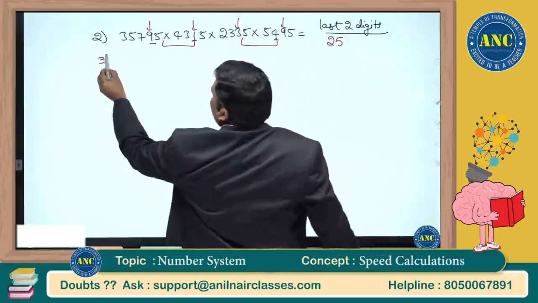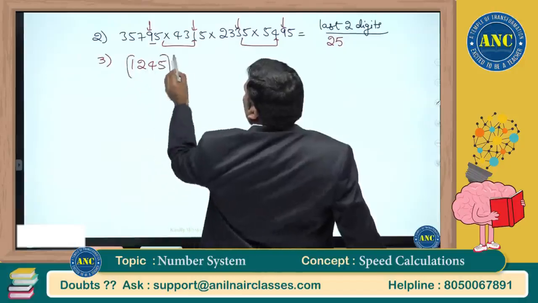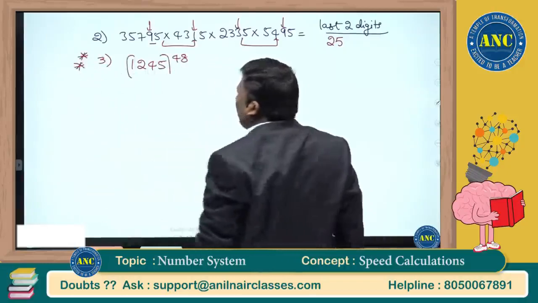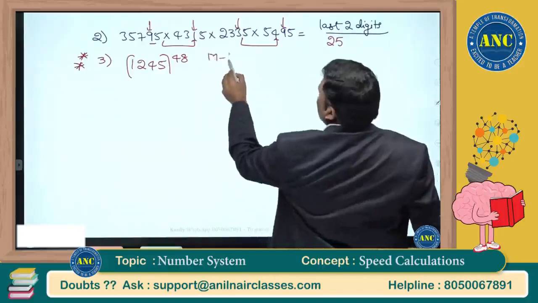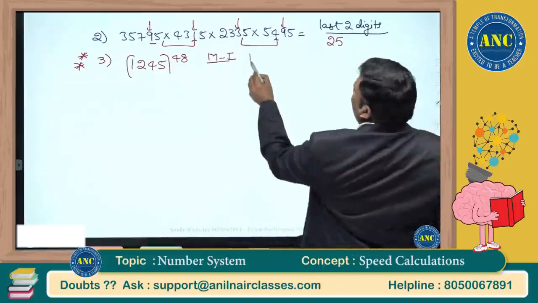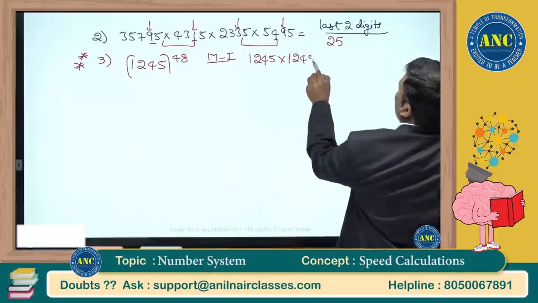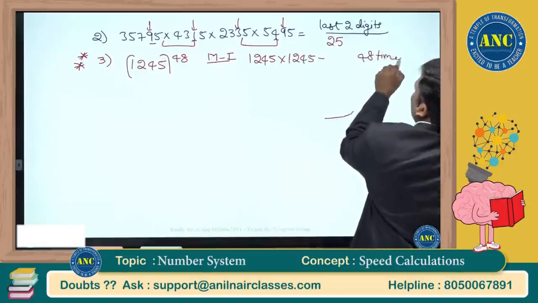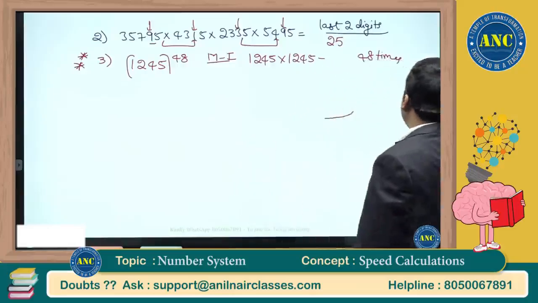Third question. 1245 power 48. Last two digits. One is a traditional method, another is looking the problem with a different dimension. 1245 power 48 is nothing but 1245 into 1245 and so on up to 48 times. 1245 power 48 is 1245 multiplied 48 times.